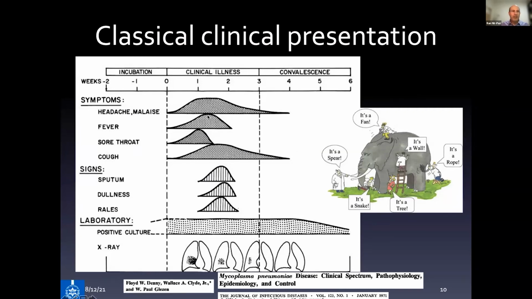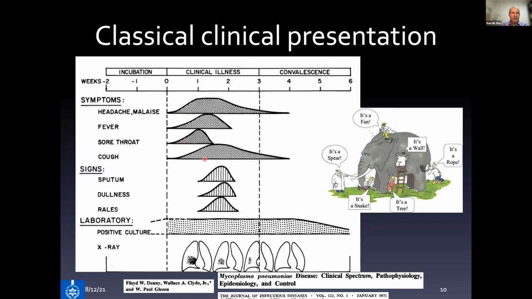But if we look at the clinical course, in a classical article published almost 50 years ago, there's the incubation period of this pathogen. Let me just put my laser on, and by that it will be easier. There's an incubation period estimated to be 2 weeks, and then the clinical syndrome starts with very mild symptoms, which include headache, malaise, a mild fever, sore throat, and a cough.